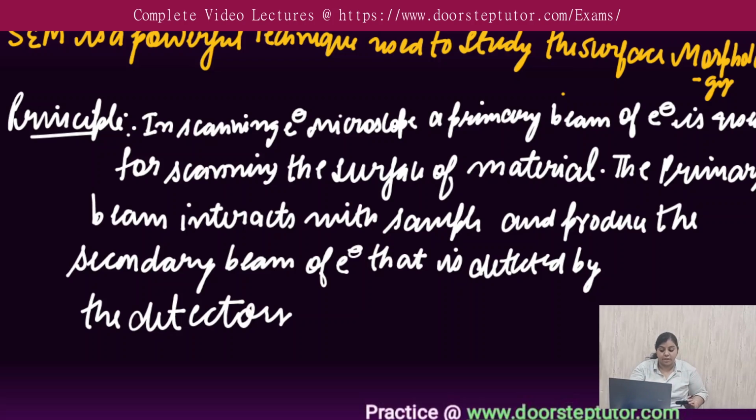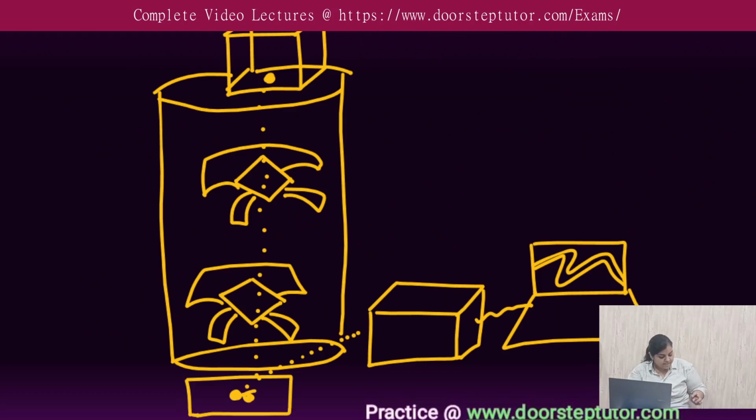This is what I have written: in the scanning electron microscope, a primary beam of electrons is used for scanning the surface of the materials. The primary beam interacts with the sample and produces the secondary beam of electrons, which is detected by the detectors. So this is the basic principle behind it. One beam I am striking over it, and the other is being produced, which will be detected by my detectors. So how does this SEM actually look?